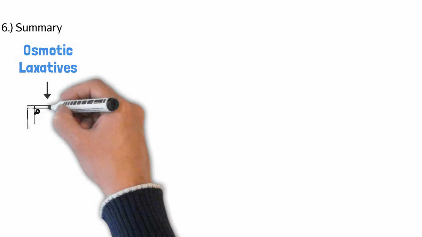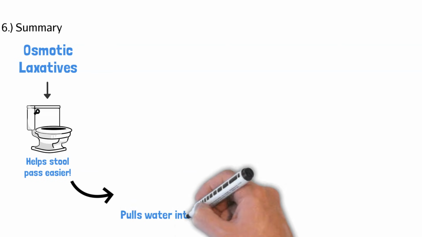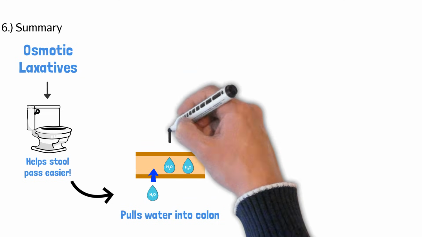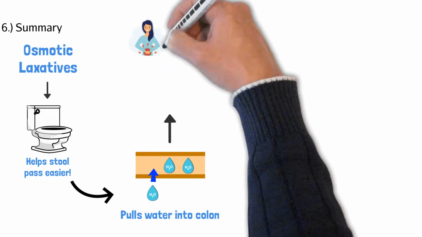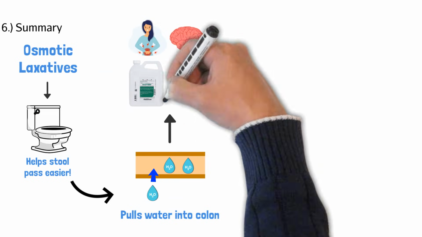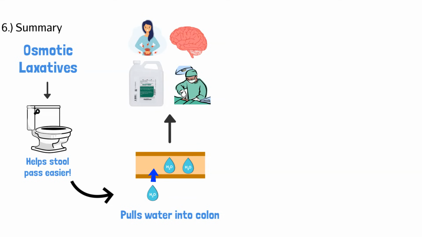All right, we made it to the end. Let's do a quick summary and a short quiz. We talked about osmotic laxatives. We said that they help you pass your stool easier, and the way they work is they pull water into the colon to help you push that stool. When do we use them? Well, we use them for constipation. We have a specific product for encephalopathy. We can use them for bowel prep, or we can use them in patients that just got out of surgery to help reduce strain.